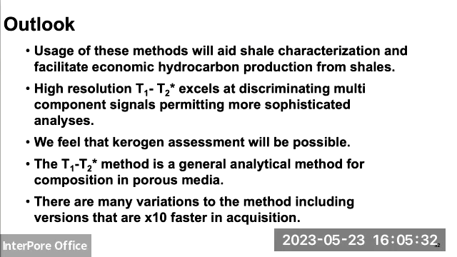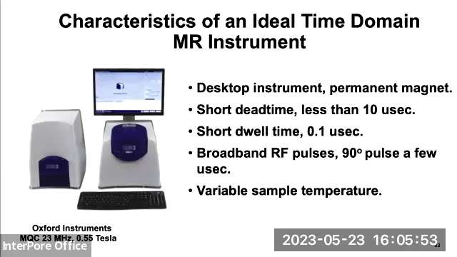There are variations on this method that I haven't shown that speed it up by about an order of magnitude. The results that I showed you take 30 to 60 minutes with the instrumentation I described. The faster methods let us do this in 2 or 3 minutes. Finally, for anybody who's interested in doing this, this is the ideal instrument. It's simple. It's a desktop permanent magnet magnetic resonance instrument. It doesn't do imaging, but it has the dead time and the dwell time characteristics that will let us do these analyses very well. And it permits variable sample temperature so we can manipulate mobility.